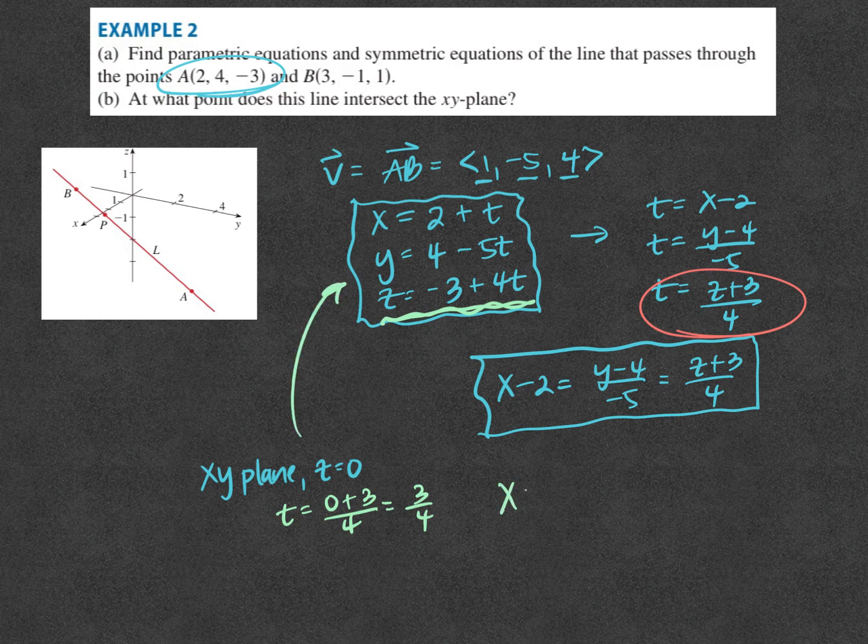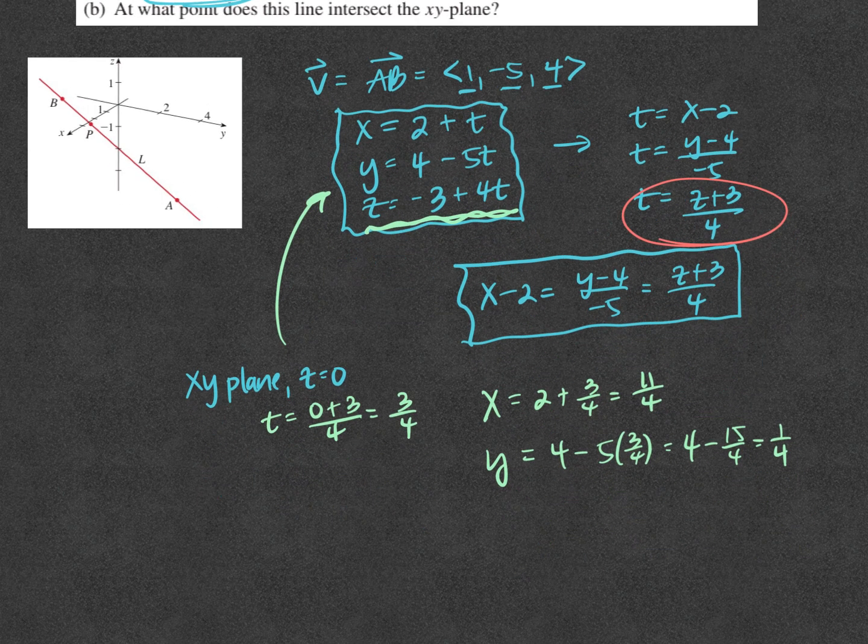So we're going to say x equals 2 plus 3 over 4, which is 4 over 4 plus 3 over 4 is 11 over 4. And then y equals 4 minus 5 times 3 over 4. So I get 4 minus 15 over 4, which is 16 over 4 minus 15 over 4 is 1 over 4. So the point of intersection with the xy plane will be the point 11 over 4, 1 over 4, and 0 for z. So that is our point of intersection for the xy plane.